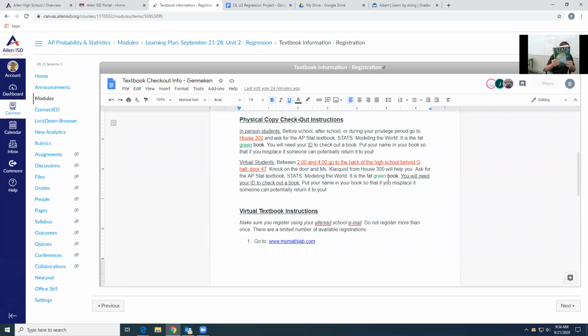All right, so Zoom people, it looks like this. It says Stats Modeling the World. All you have to do is say, I'm in AP Stat with Mr. G, and Miss Clarquist will know exactly which textbook you need. She's very good. She's very awesome if you've never met her before. She will not get you the wrong textbook.